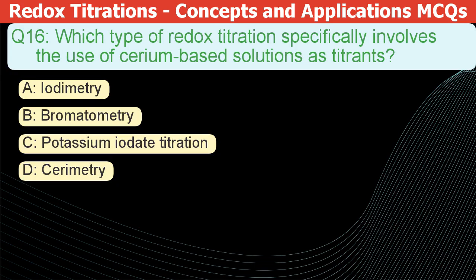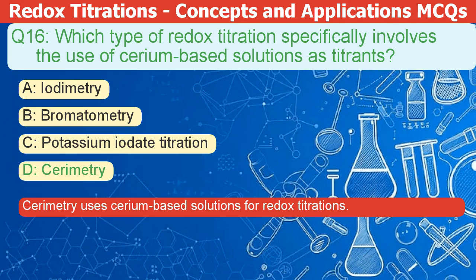Which type of redox titration specifically involves the use of cerium-based solutions as titrants? A. Iodimetry. B. Bromatometry. C. Potassium iodate titration. D. Cerimetry. The correct answer is D. Cerimetry uses cerium-based solutions for redox titrations.